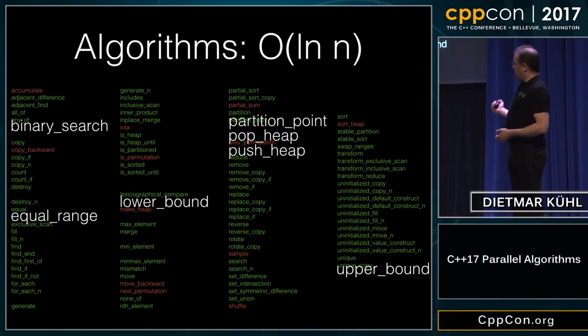The next thing are logarithmic operations. Even if you have a tremendous range, you actually do not get enough operations to make it worthwhile to do these things in parallel.